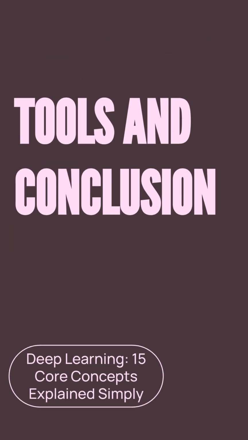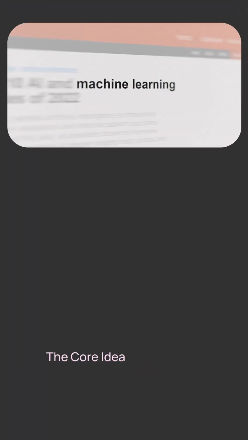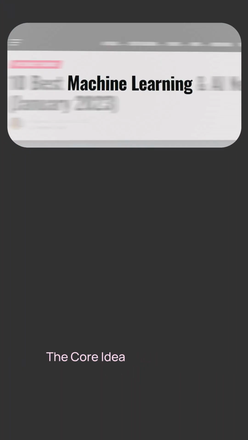Finally, we cover the essential tools used in deep learning and wrap up with a simple core idea. Deep learning frameworks like TensorFlow and PyTorch are the tools that make coding and training these complex models easier and more accessible to everyone. Remember, deep learning is all about learning patterns from data using layered neural networks and improving step by step using calculated errors.